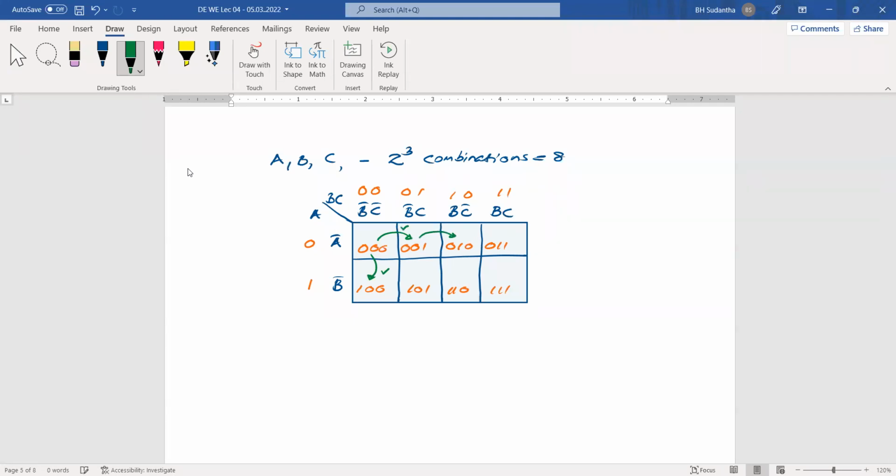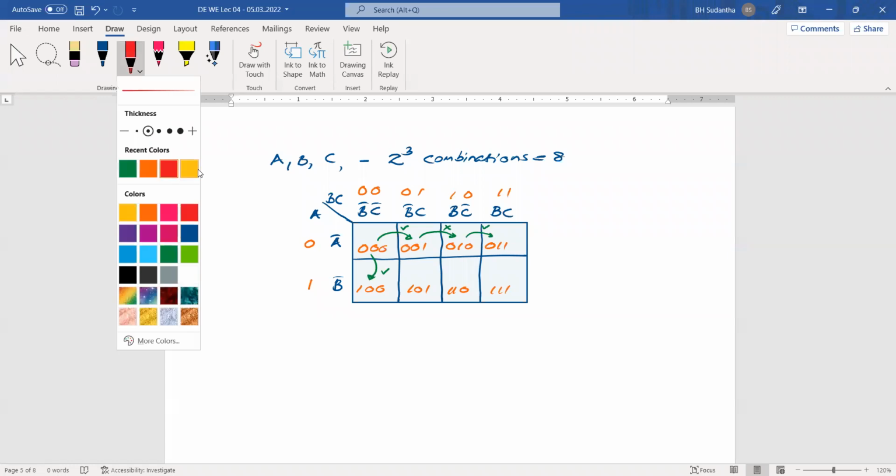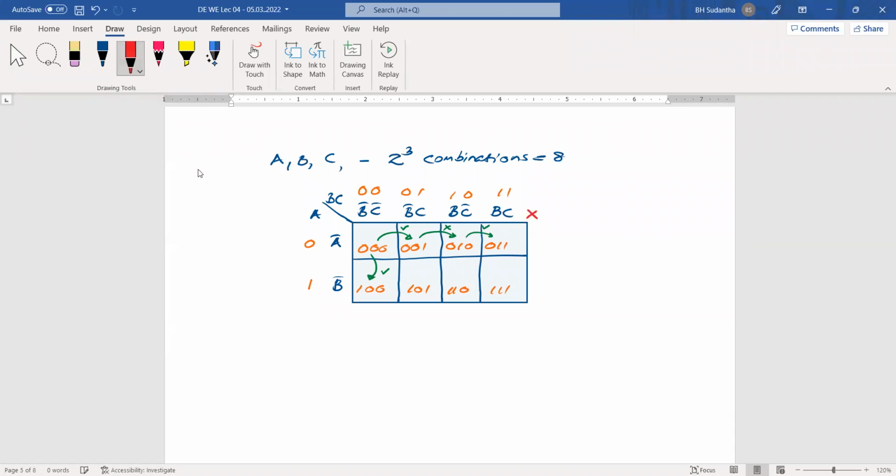Then what about this one? 0 0 1. Here, it's 0 1 0. We have changed 2 bits. Then this is not possible, this is illegal. This one, 0 1 0 to 0 1 1. Here to here, it's okay, but here we have done wrong. Because of that, this pattern is not allowed. We can't do this one. This is wrong.